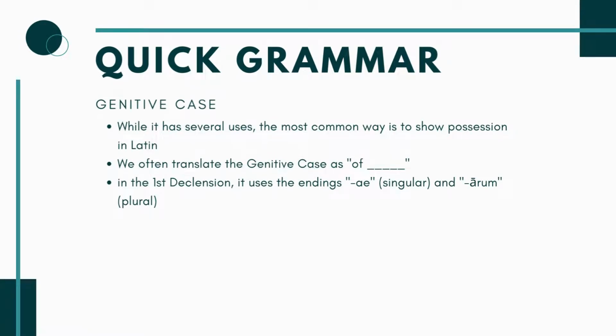So the key to chapter 4 is we're introducing a new case, and this is the genitive case. So just to give you a quick overview of the grammar so that we can translate it, the thing you want to remember is that the genitive case is usually showing possession in Latin. So we translate it as "of."